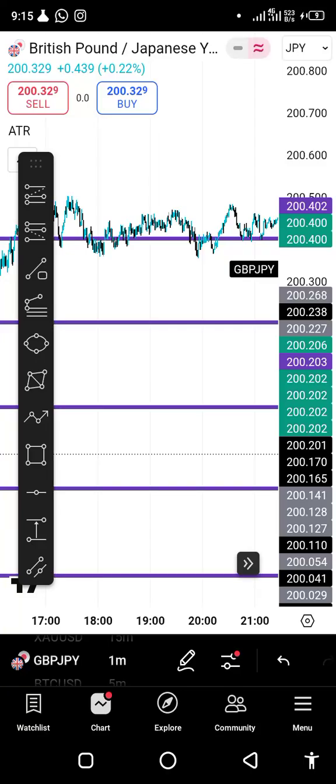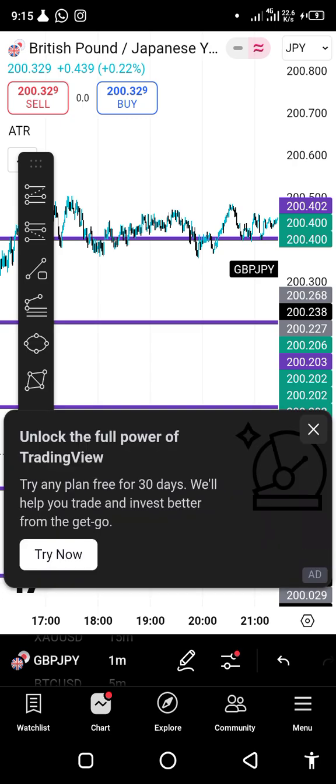Well, the system is very simple actually. Just basically using psychological levels. For pairs you have not traded before, how I used to look for it is, first, I just draw equal intervals of psychological levels using even numbers.